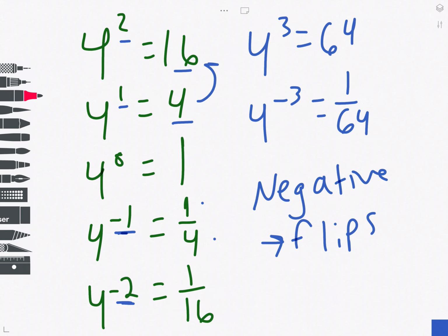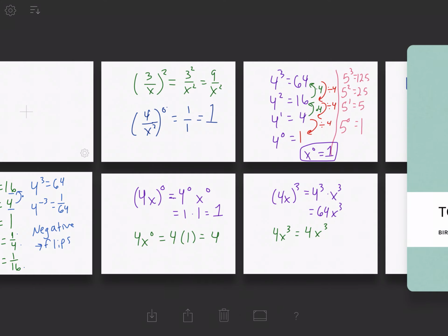So if we're multiplying as we're getting bigger, as the exponent grows, if we have a negative exponent, we're going to do the opposite. We're going to divide by that number. So it's 1 divided by 16 in this bottom case. Okay, so a negative does not make the number negative, it just flips it over. So let's take a couple examples of that.